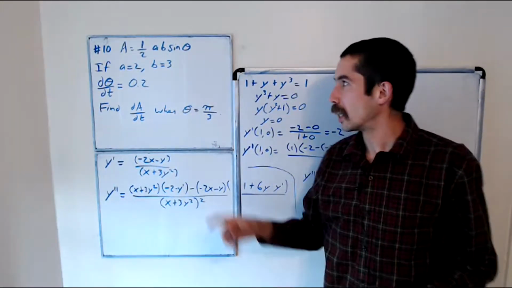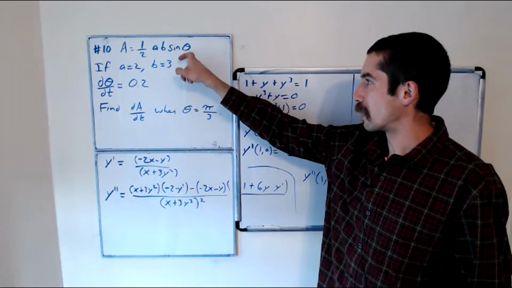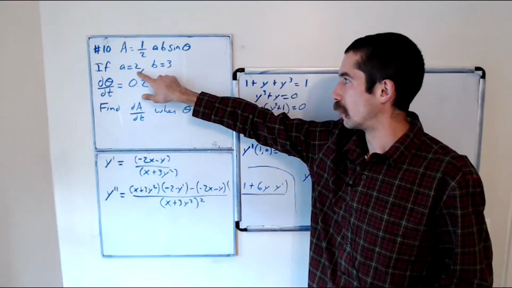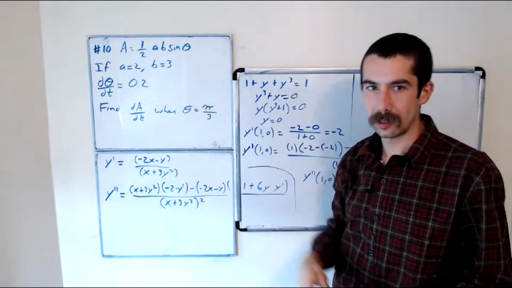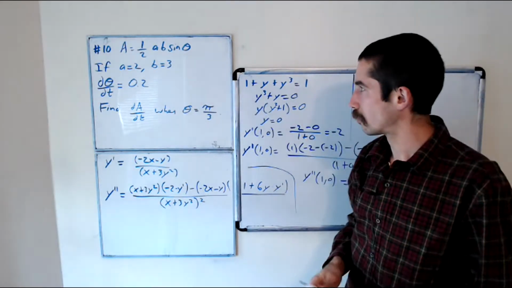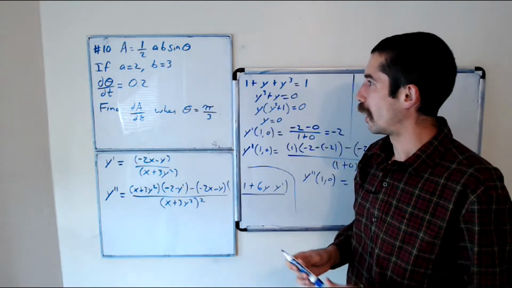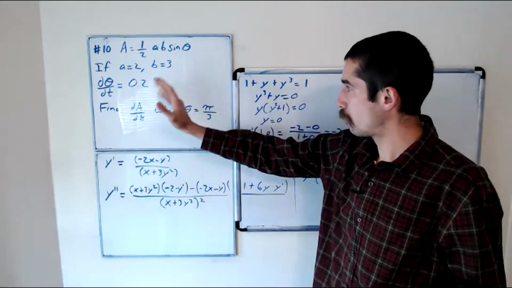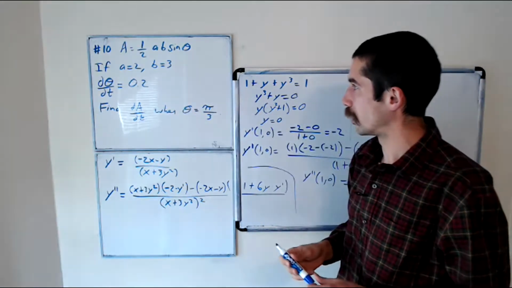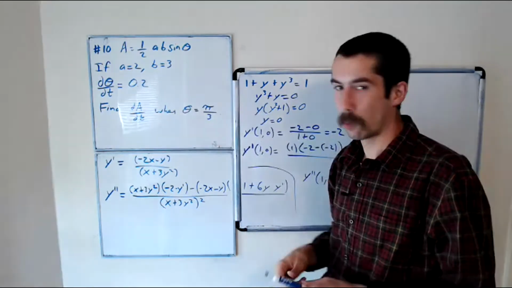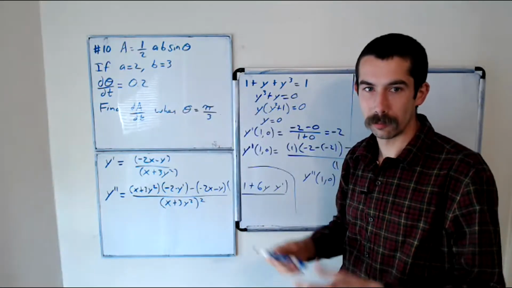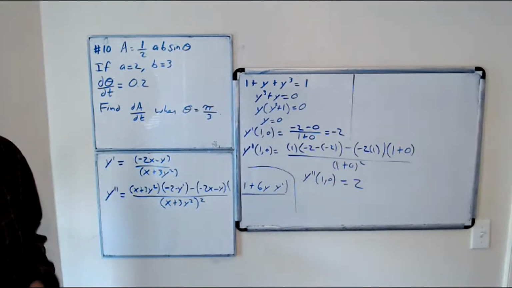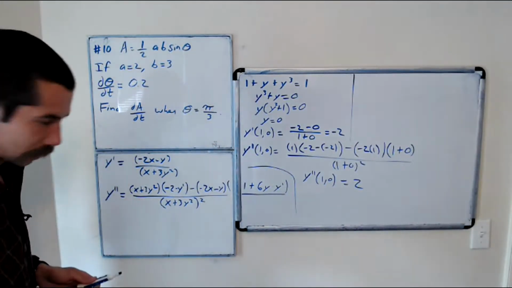We have the area of a triangle with side lengths a and b is given by this. And the triangle we're looking at has one side length of 2 and the other one of 3. Okay. And we know that the angle is changing at a rate of 0.2 radians per minute, or whatever the units were. How fast is the area changing?